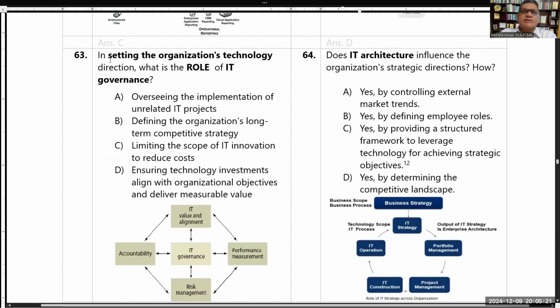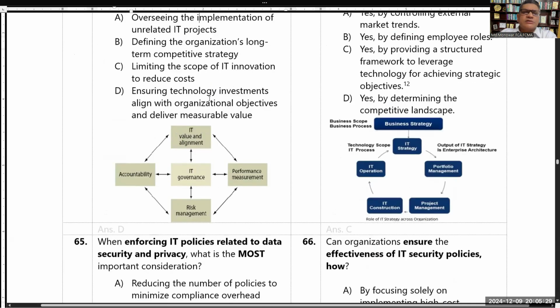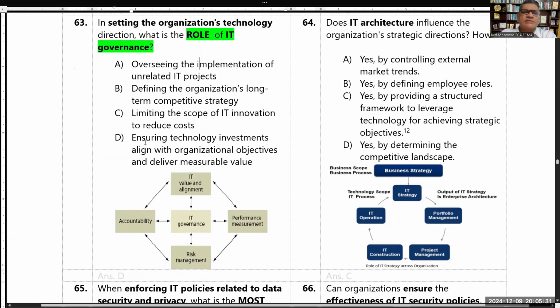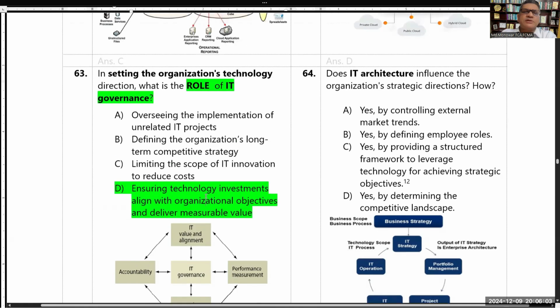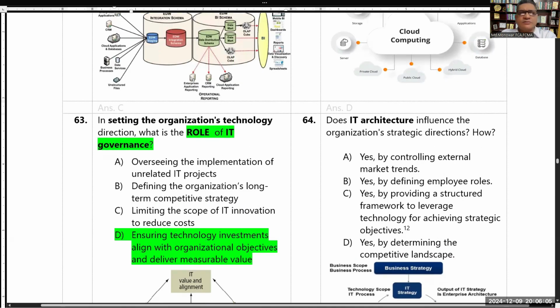In setting the organization's technology direction, what is the role of IT governance? So the role of IT governance is ensuring technology investments align with organizational objectives and deliver measurable value, which can be measured. So within IT governance we have IT value and alignment, performance measurement, risk management, accountability; everything is within IT governance.